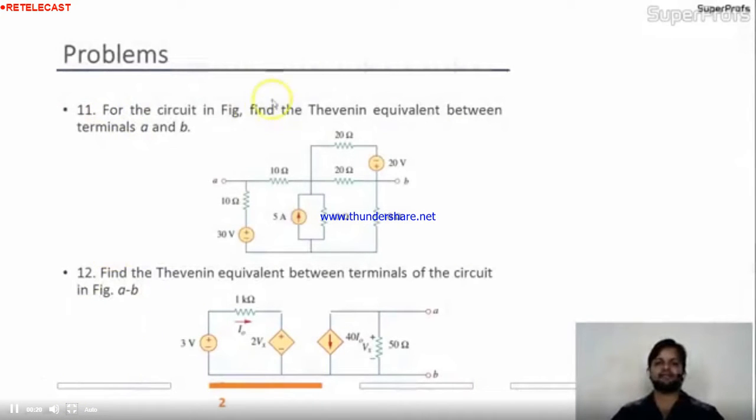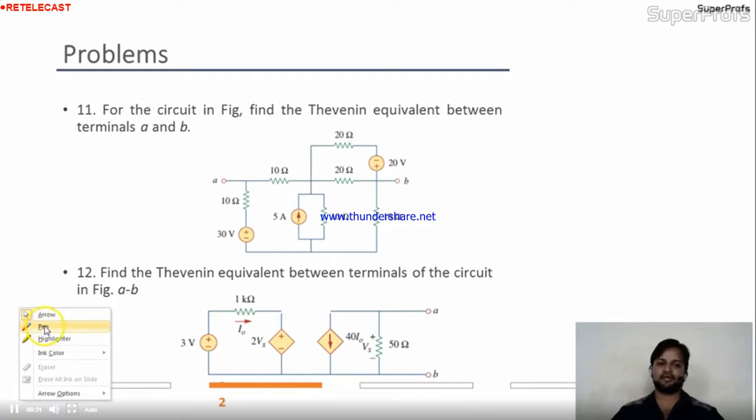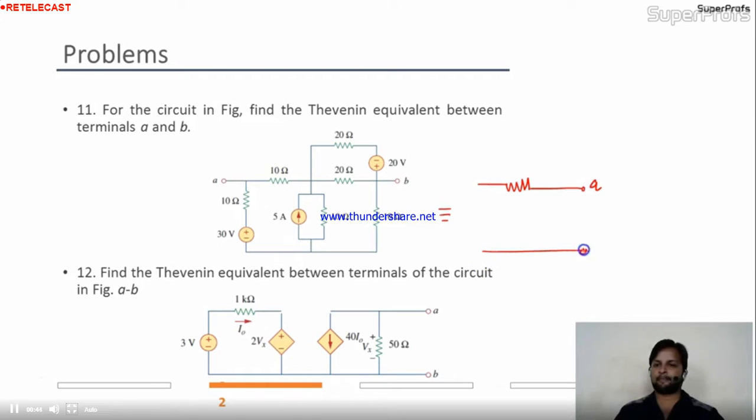They're asking, for the circuit in the figure, find the Thevenin equivalent between the terminals A and B. Here are the two terminals A and B, and our task is to find out the Thevenin equivalent circuit across A and B. It means at the final stage, between A and B, you have to find out the Thevenin equivalent circuit.